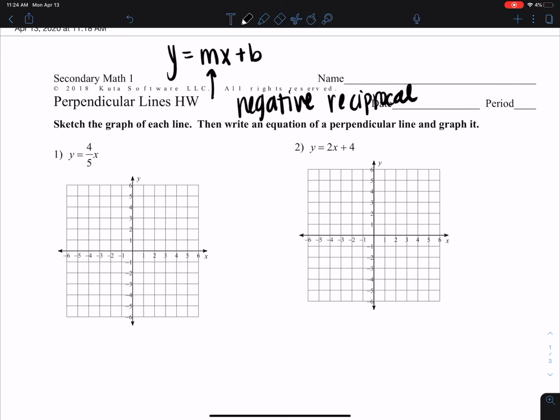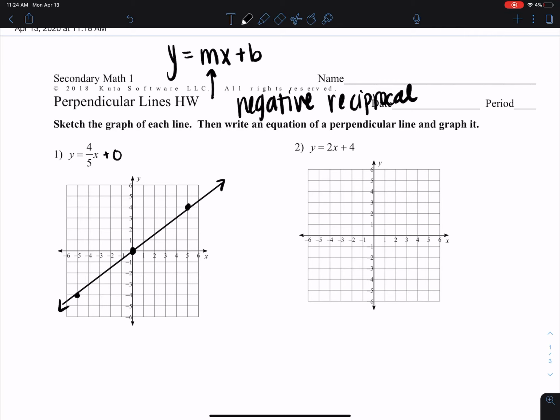So on our first problem, we have y equals 4/5 x, and I'm going to add in a plus 0 here. So if we graph that, we start at 0, and then we go up 4, and then to the right 5, or we can go down 4 to the left 5. So this is what our line would look like.